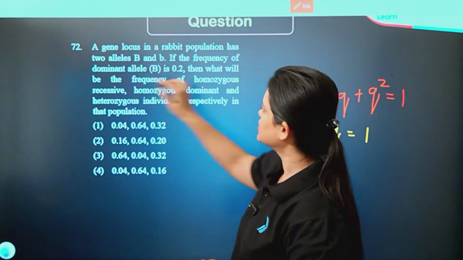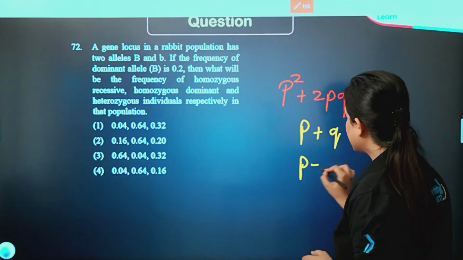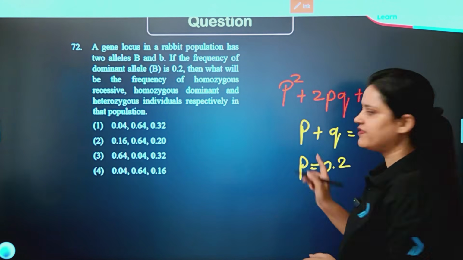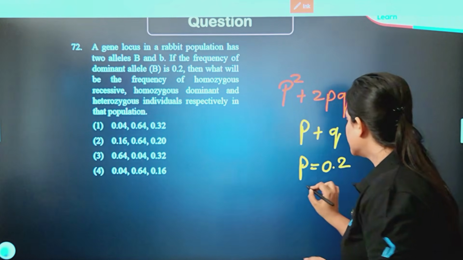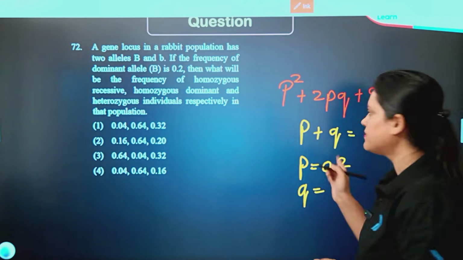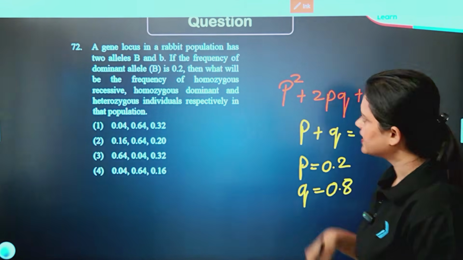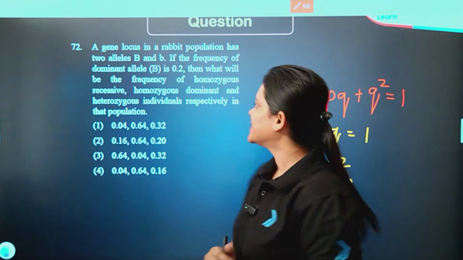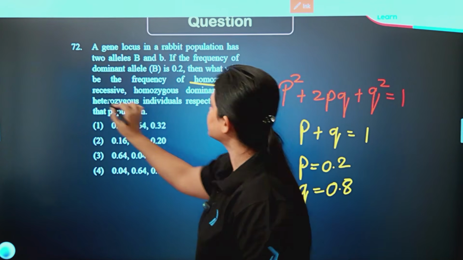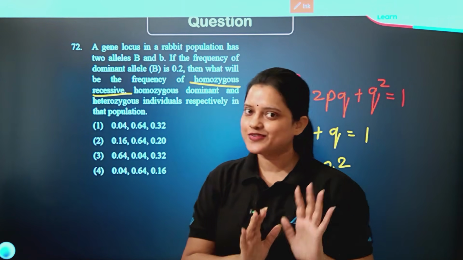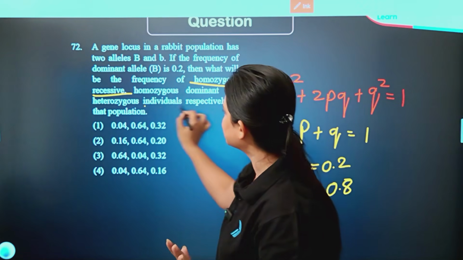So in the question we already have the frequency for dominant allele. So if the frequency of dominant allele B is 0.2, that means we have P as 0.2. So definitely by this formula P plus Q is equal to 1, we can get Q. So Q will be 1 minus 0.2, that will be 0.8. Agree? Now let's see what is asked in the question. So question is asking what will be the frequency of homozygous recessive individuals.